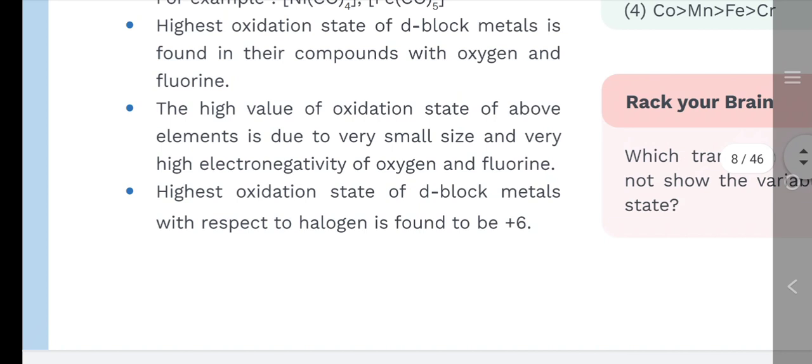D block metals can show zero oxidation state when a complex compound has ligands capable of pi acceptor character in addition to sigma bonding. For example, Ni(CO)4 and Fe(CO)5. The highest oxidation state of d block metals is found in their compounds with oxygen and fluorine. The high value of oxidation state of these elements is due to the very small size and very high electronegativity of oxygen and fluorine. The highest oxidation state of d block metals with respect to halogens is found to be +6.